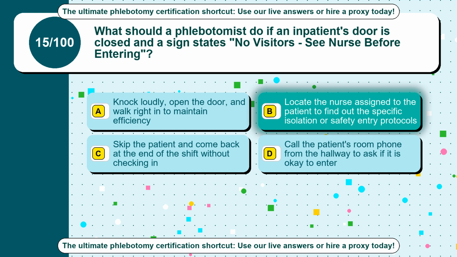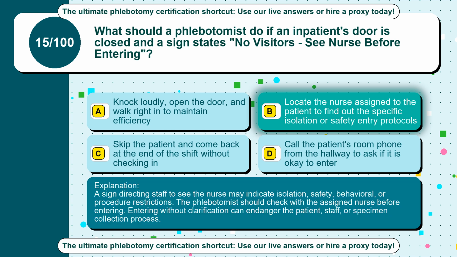Locate the nurse assigned to the patient to find out the specific isolation or safety entry protocols. Signs directing staff to see the nurse may indicate isolation, safety, behavioral, or procedure restrictions. The phlebotomist should check with the assigned nurse before entering. Entering without clarification can endanger the patient, staff, or specimen collection process.